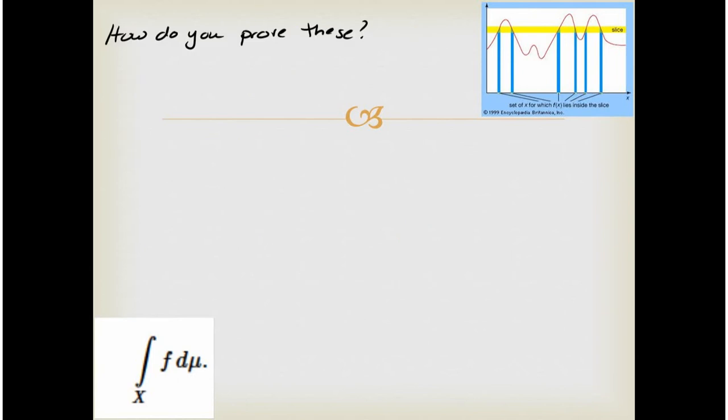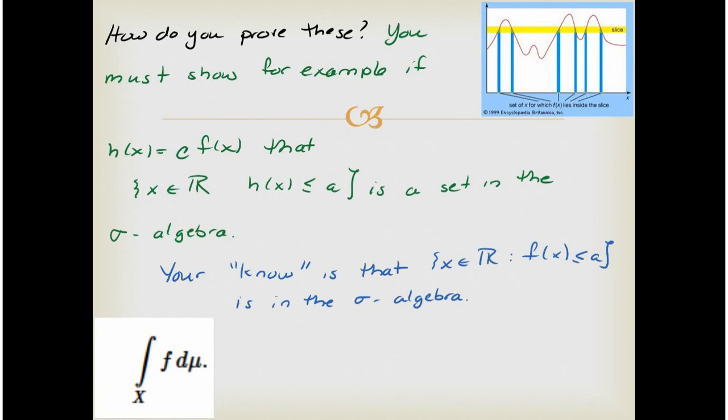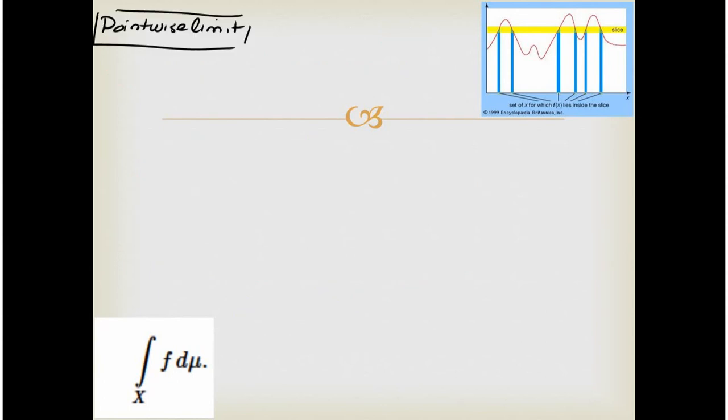So how would you prove any of these theorems? Well, you must show, for example, if I take the first one, if I take h of x equals the scalar multiple of f of x, and I form the set of x such that h of x is less than or equal to a for a fixed a, I have to show that this set belongs to the sigma algebra. What you know, your hypothesis, is that f is originally measurable, so you do know that the set of x belonging to R such that f of x is less than or equal to a is already in the sigma algebra. And you'll use that to get your result. You would do this for every one of the properties. Now, obviously, the last one that I showed you, number 6, is probably one of the more difficult ones to prove.